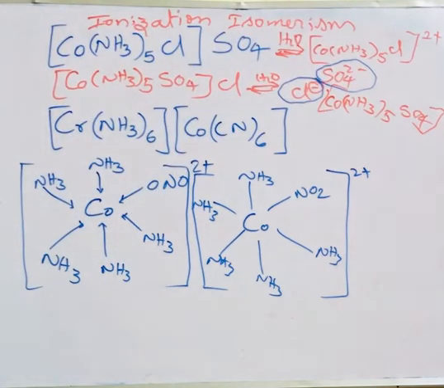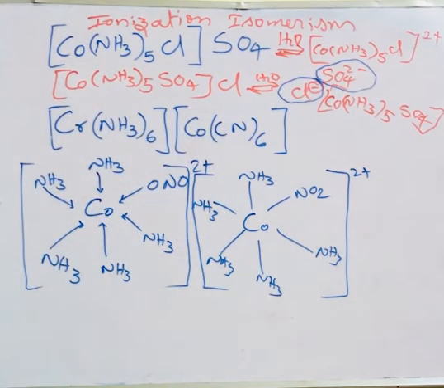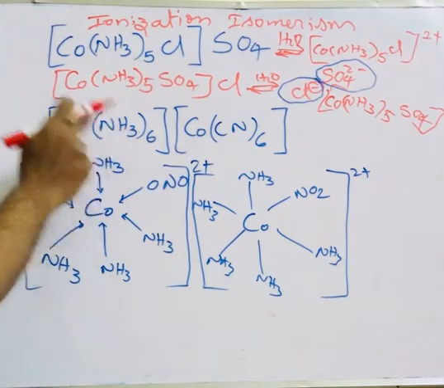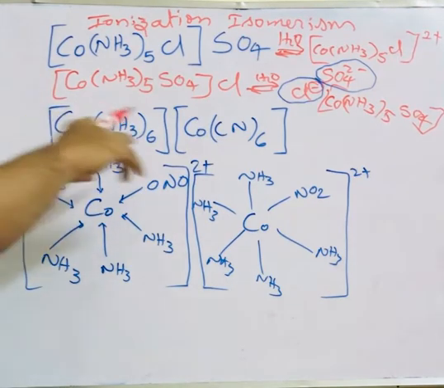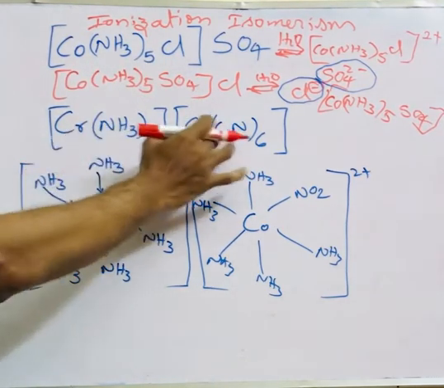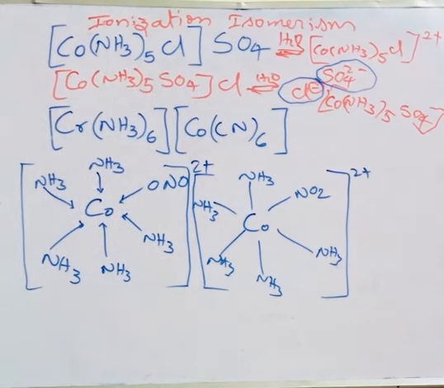The next one, if you can see, two coordination entities are there. When we have both cation and anion as coordination complex ions and they differ in their ligands. For example, here chromium is having 6 ligands of amine, cobalt is having 6 ligands of cyanide. If they exchange the ligands, then you will get another, those are called coordination isomers.